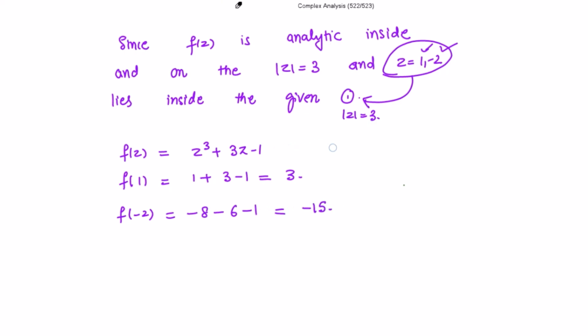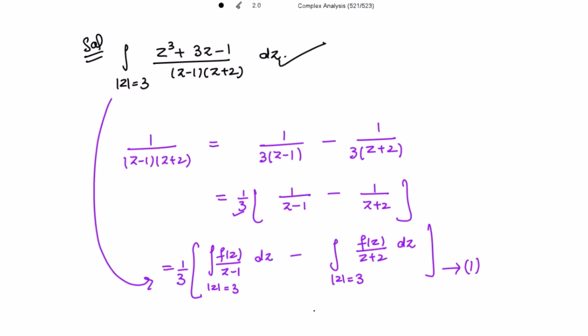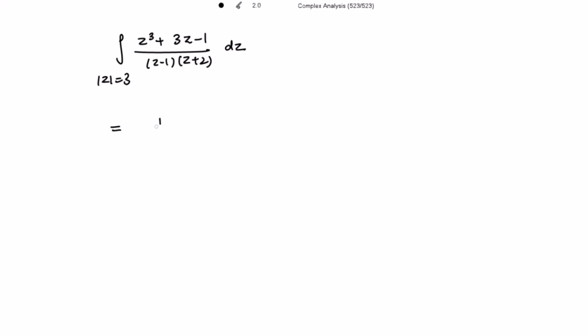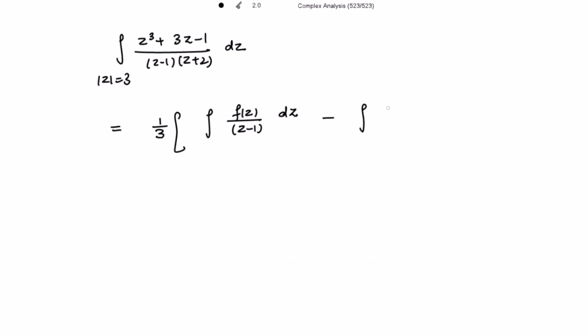And now we are going to apply Cauchy's integral formula. What is that formula? The integral of f of z divided by z minus z naught over the given circle, whatever may be the radius, is equal to 2 pi i times f of z naught. This is Cauchy's integral formula, right? Okay, so now we apply this formula to evaluate this integral. From 1, this is equal to 1 divided by 3, we have taken 1 by 3 outside. It is the integral of f of z divided by z minus 1 dz, and then minus the integral of f of z divided by z plus 2 dz.